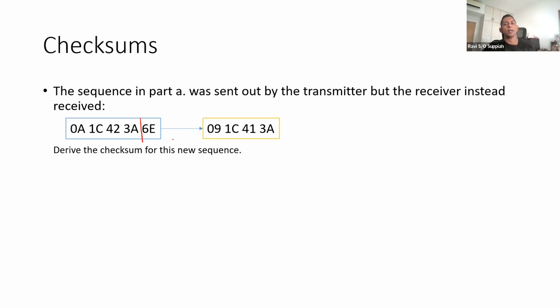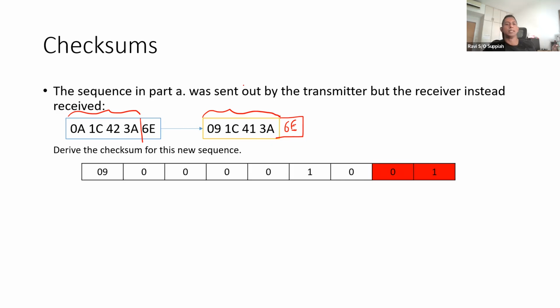All right. So in this case, the data transmitted is 0A1C423A, but the receiver receives 091C413A. Okay, of course, it also received the checksum. Now, what it will do is it will have to perform the exact operation that was done on the data packet here, on the receive packet. So after it performs this, let's see what happens.